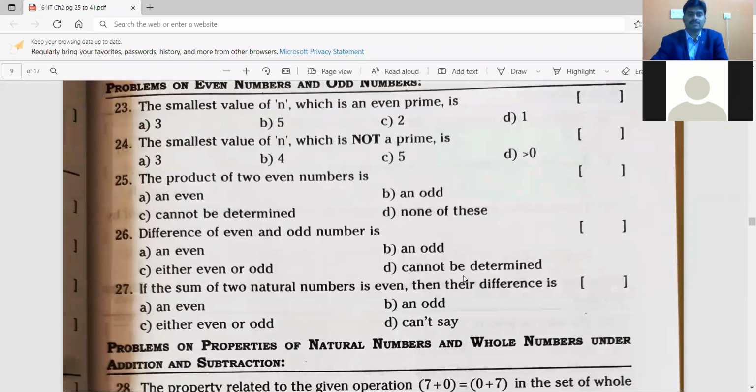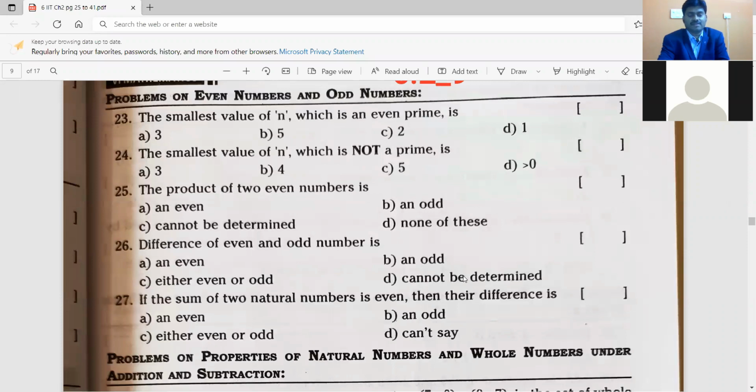The product of two even numbers: 2 times 4 is 8, 4 times 6 is 24, 2 times 10 is 20. When we multiply two even numbers, we will get an even number only. Okay. Next.